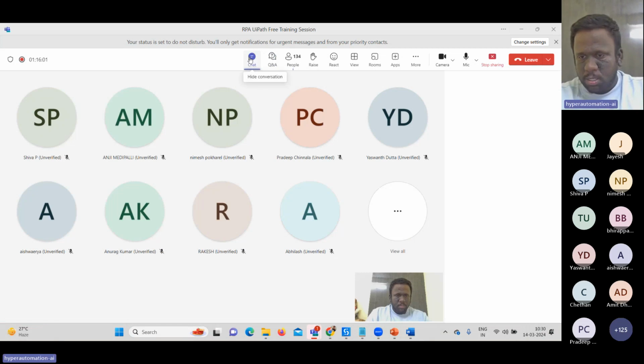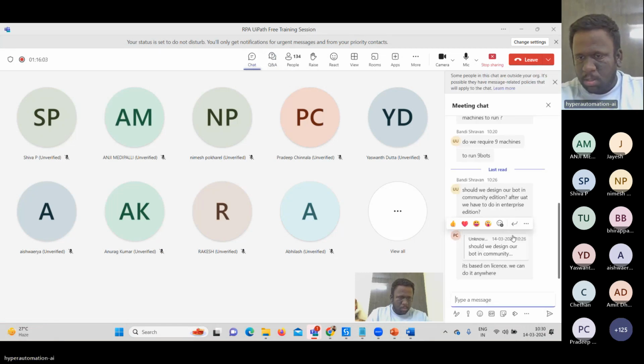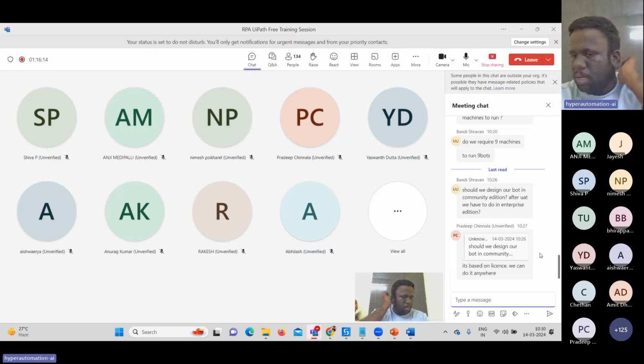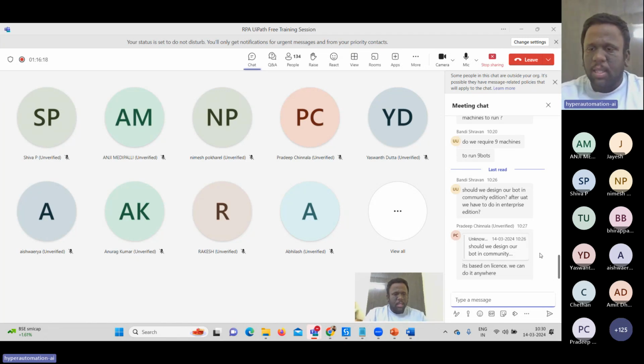Have some chart here. It's based on license, we can do it anywhere. Should we design in our bot and community edition after UAT? So we have to do it in enterprise edition. So it purely depends. If you're working in an organization, it is something where you need to adhere to some compliance policies and security policies, where you will be trying to develop in enterprise license itself.